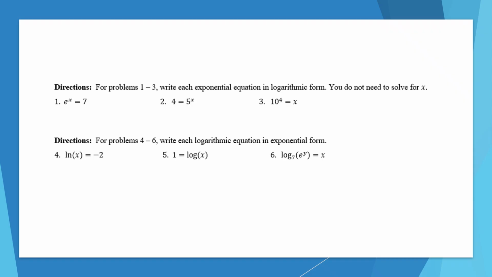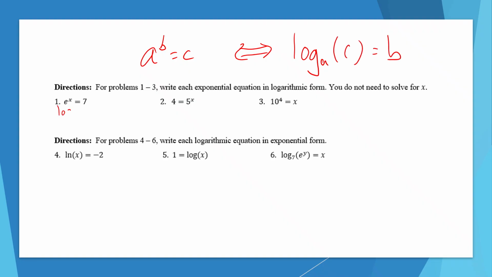Just write each exponential equation in logarithmic form. So remember, if we have a to the power of b equals c, the equivalent log form is going to be log base a of c equals b. So here, this would be log base e of 7 equals x, but we should write this as ln of 7 equals x, because ln is how we commonly write log base e.